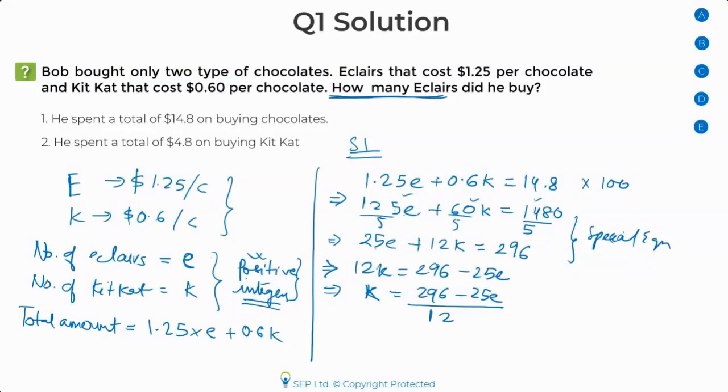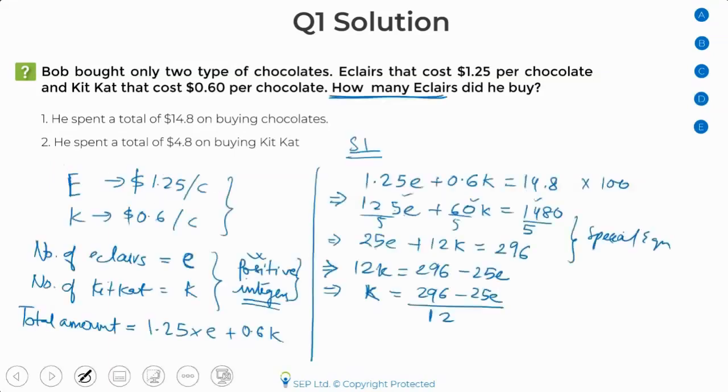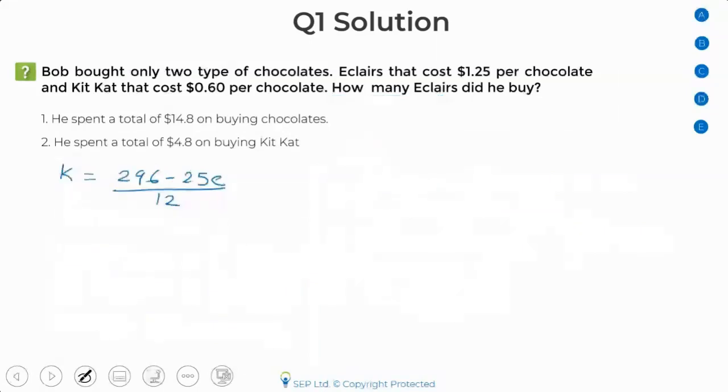Now what I'm going to do is move to the next slide, guys. So bear with me a bit. We got this. I'm writing it here so that we are all on the same page. Let me just check very quickly. Yeah. Okay. Now what you can do is break 296 and 25 in such a way that you get multiples of 12.